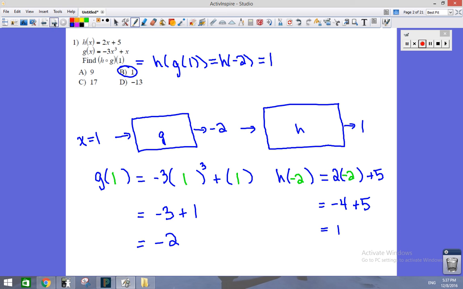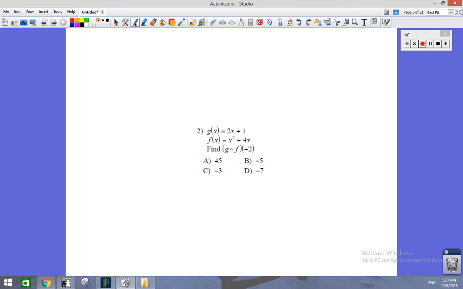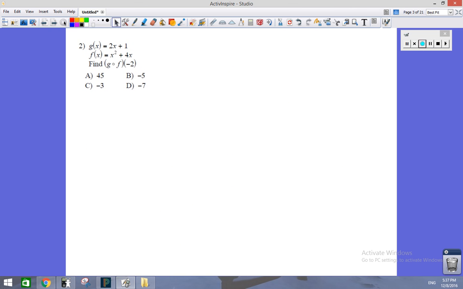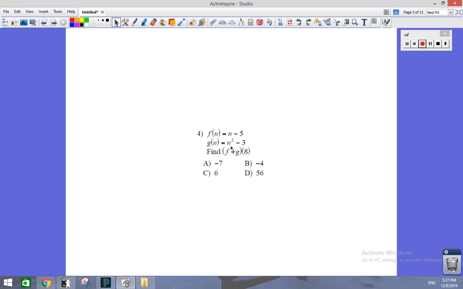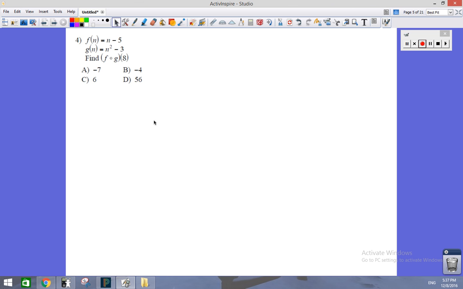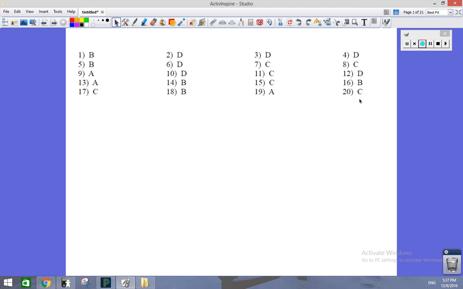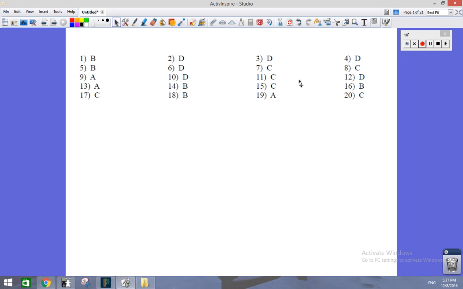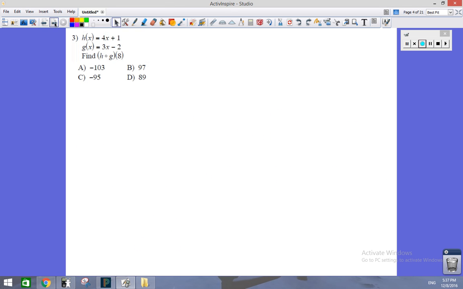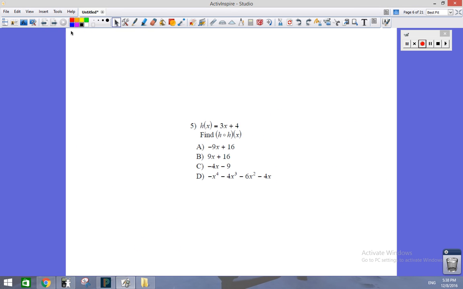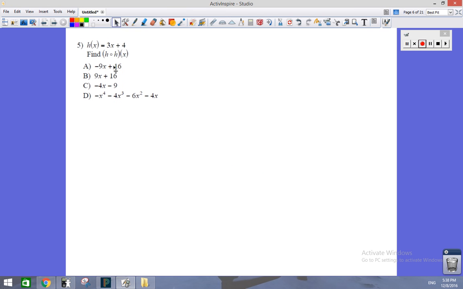Now, problem number 2 and problem number 3 and problem number 4 are done in a similar manner. The answers that you should get, I've posted that answer key on Edline. I think I accidentally called this one day 1, and actually this was the second day of our function compositions. So if you don't mind, for now, I'm going to jump to problem number 5.